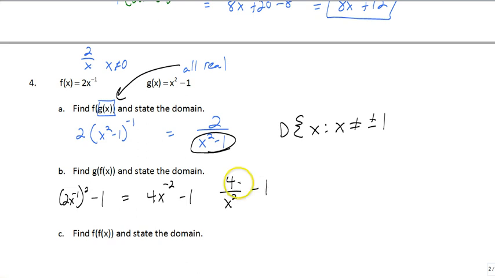Alright? Well, what's the domain restriction of this? X can't be 0 on the bottom. What's the domain restriction of the input? X can't be 0. So it's the same thing, so it's still just x can't be 0.